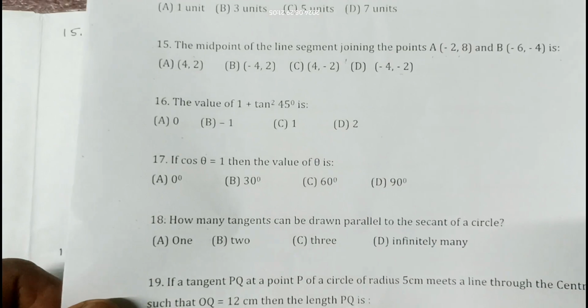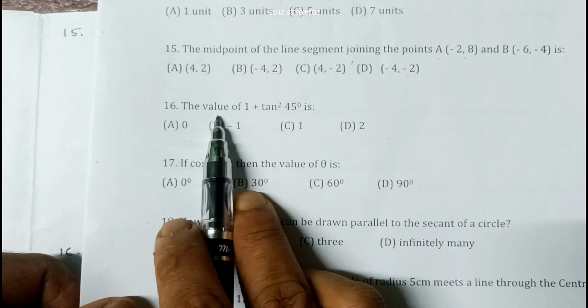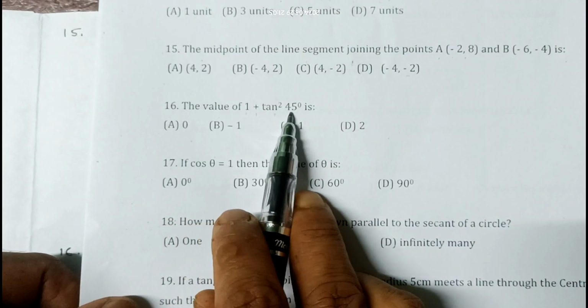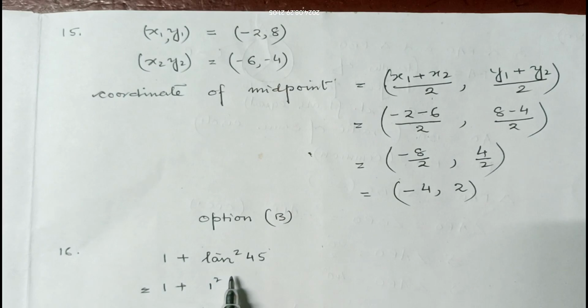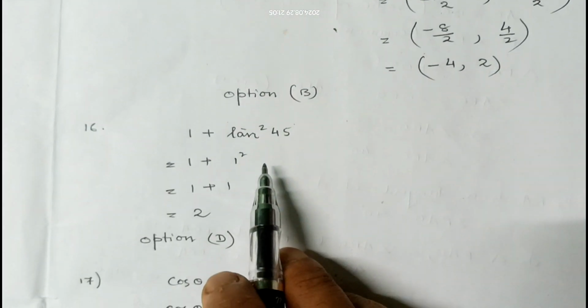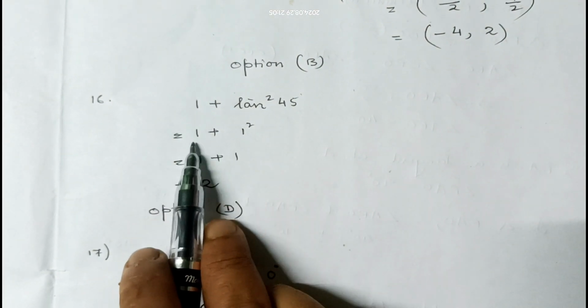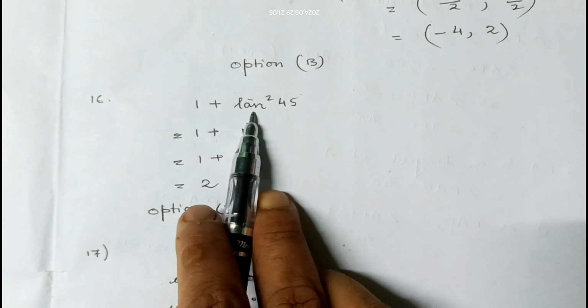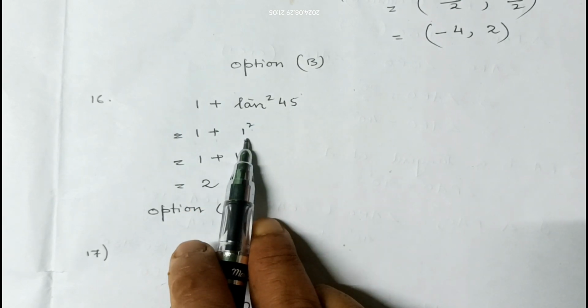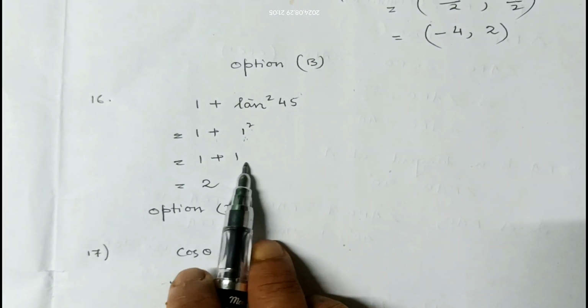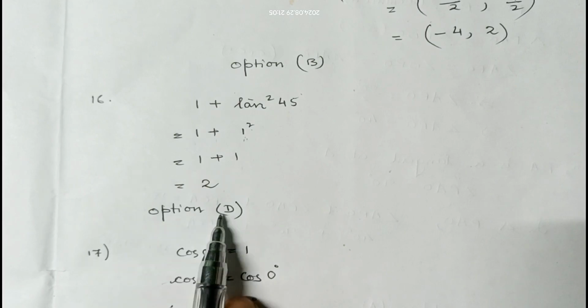In question number 16, it is given the value of 1 plus tan squared 45. Now tan 45 we know it is 1. So 1 plus tan squared 45, that is 1 plus 1 squared. Since tan 45 is 1, it will be 1 squared. 1 squared is 1. 1 plus 1 is 2. So the correct option is D.